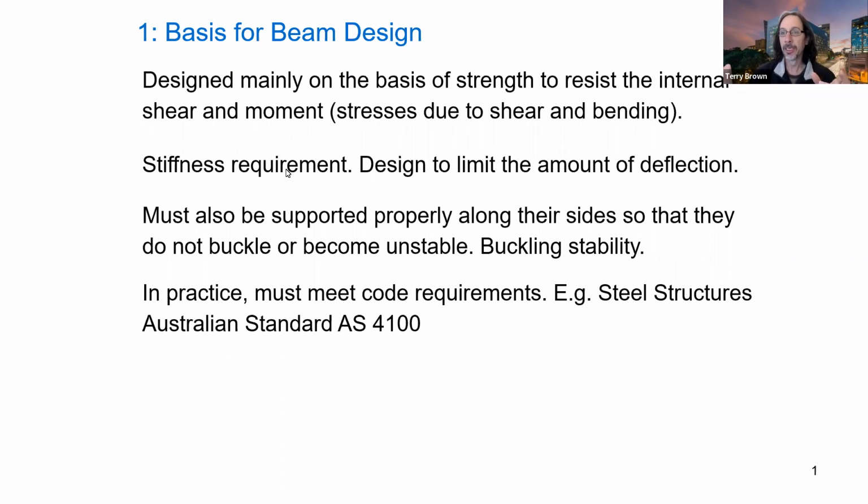And then in practice, if you're designing something for a building, probably not as a mechanical engineer, but maybe if you're building a crane, a workshop crane, and you've got the gantry that goes overhead and the winch, that's something you may do as a mechanical engineer. You'll need to make sure that your design meets the code requirements. And in Australia, that code for steel structures is AS 4100.